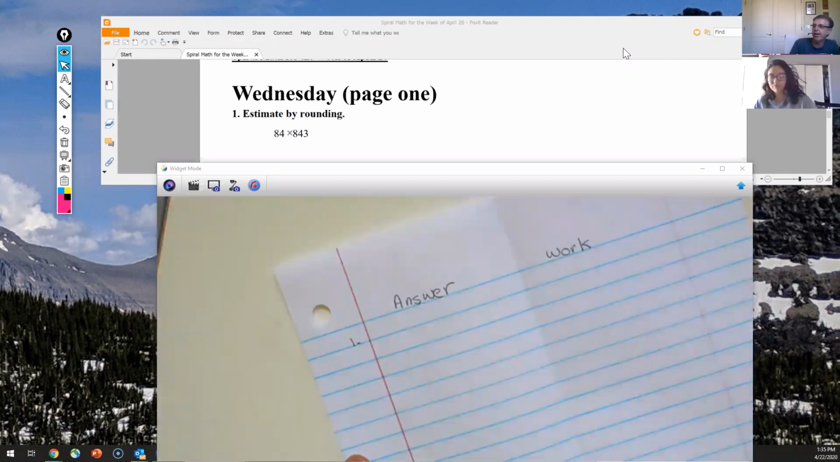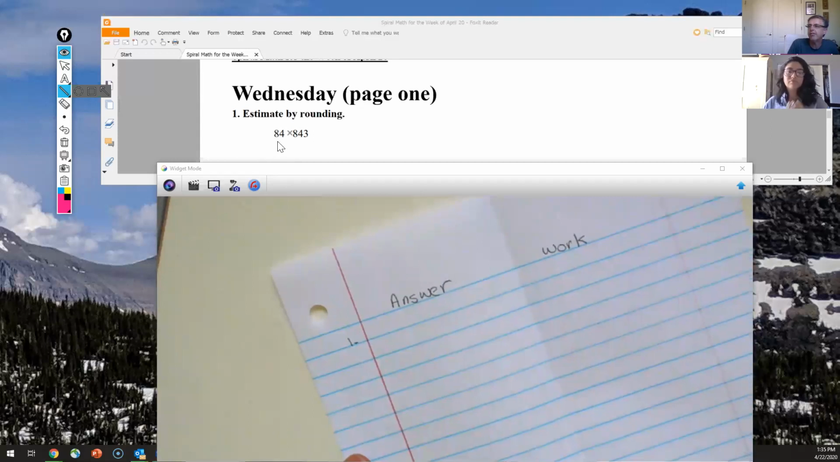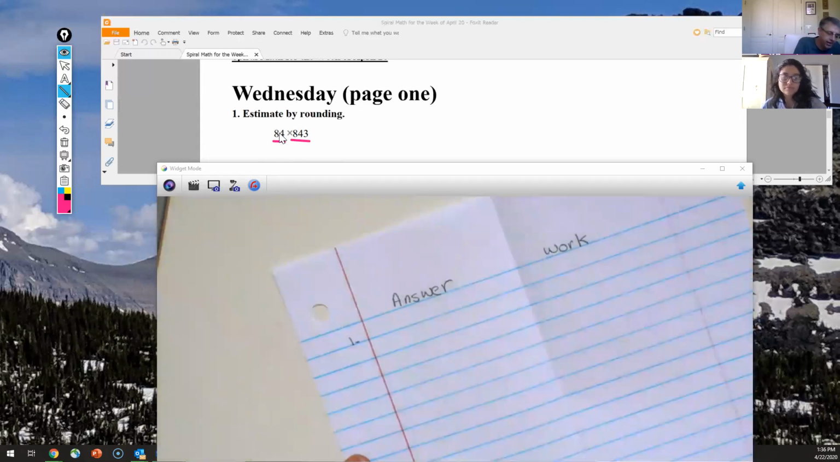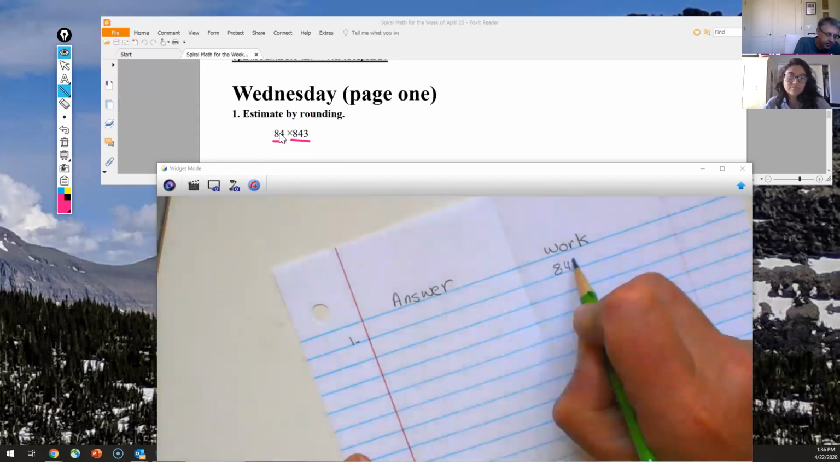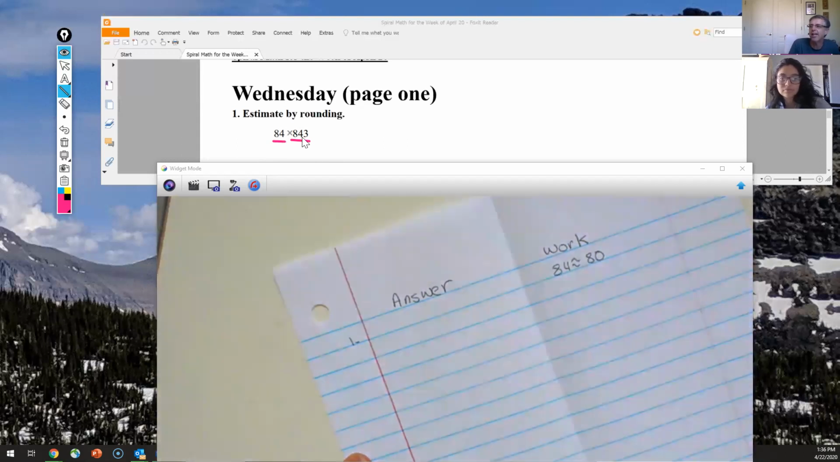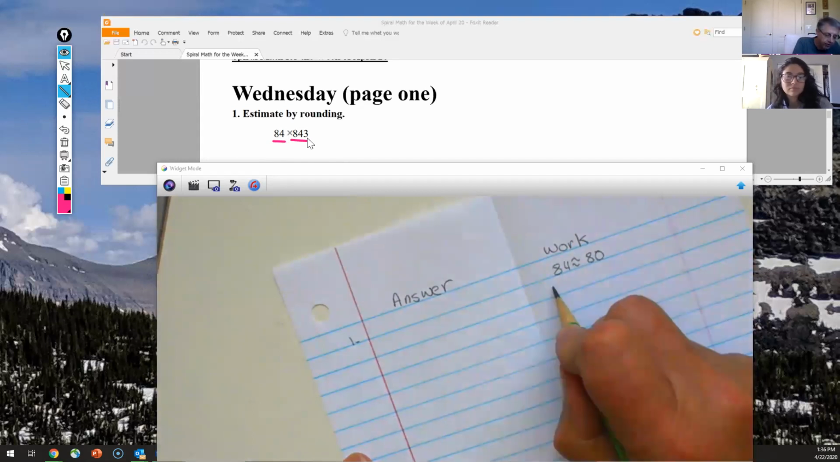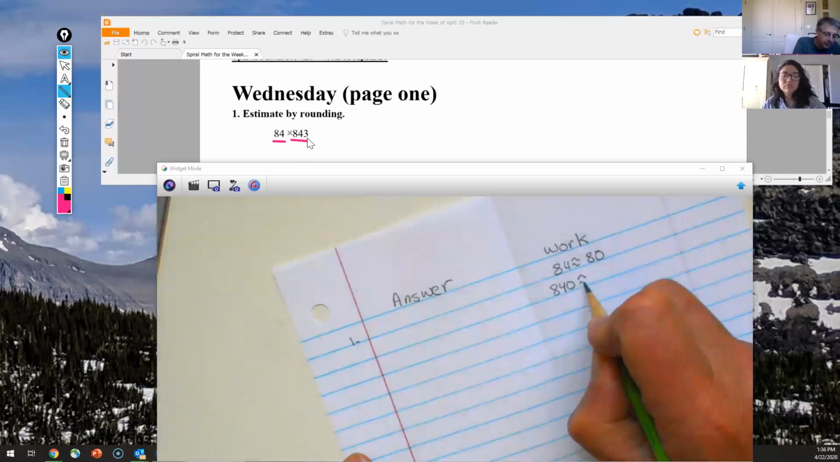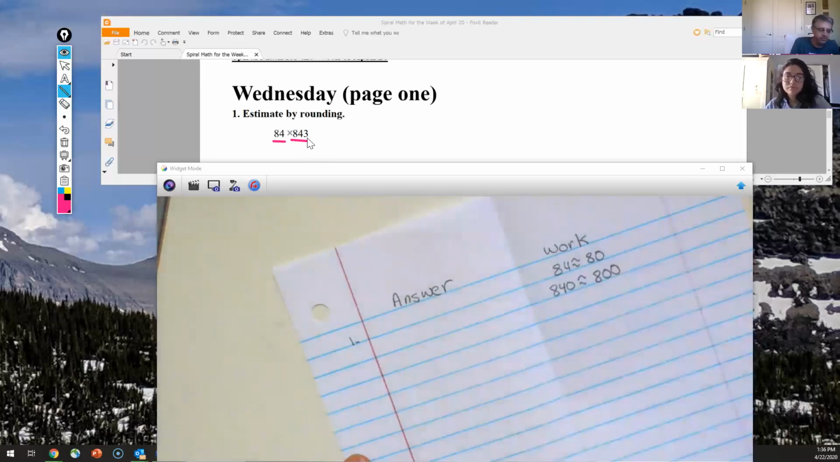I'm going to start off with the first one, and our first question is to estimate by rounding. Rounding means that we're going to make it easy to do in our heads by rounding each number. I'm looking at 84 and I'm looking at 843. I'm going to round 84 to the nearest tens place. I'll make that 80. And I don't really want to round 843 to 840 because that's not easy for me to do in my head. What I think I will do is round it to the nearest hundreds place, which is 800. That's an easy math fact.